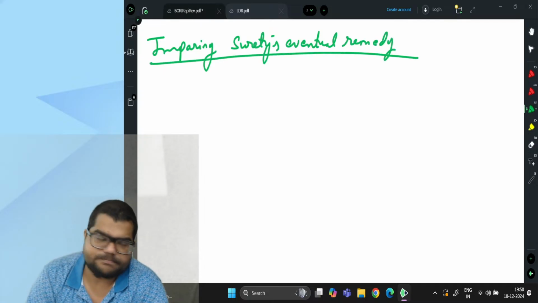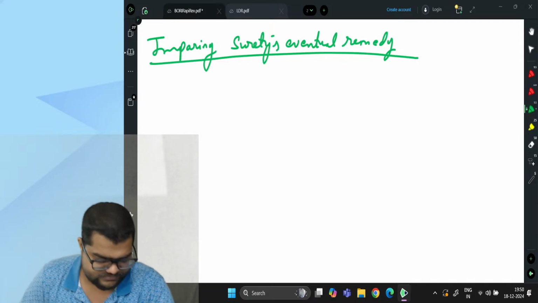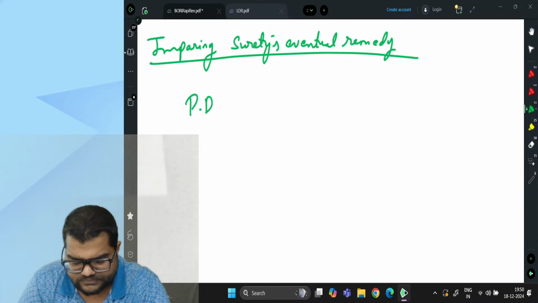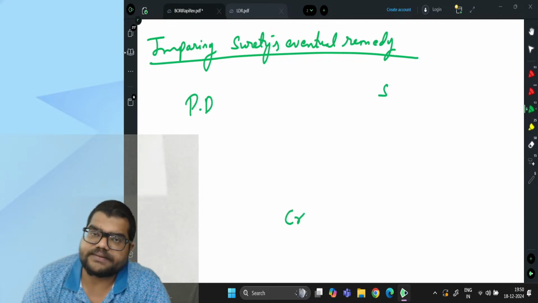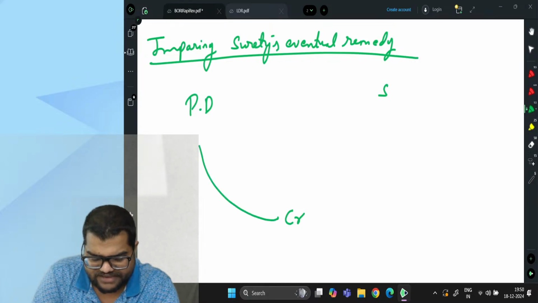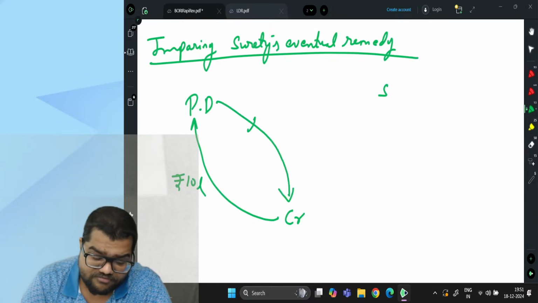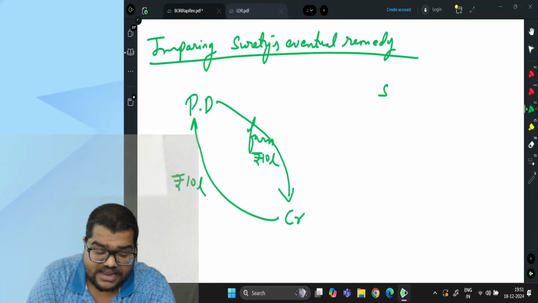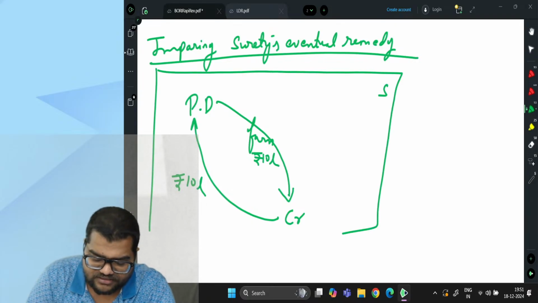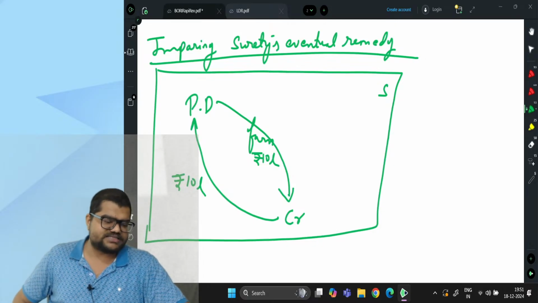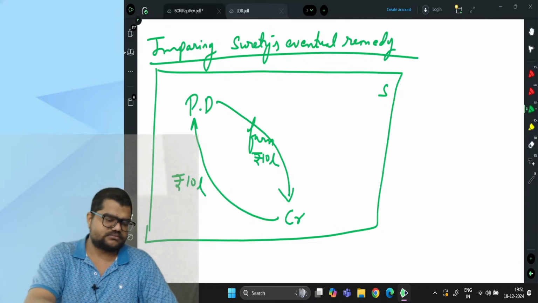This is what we are discussing, okay, with an example, obviously. The example goes like this. So we had principal debtor, creditor, and surety. The creditor basically gave a loan of rupees 10 lakhs. The principal debtor gave furniture valuing rupees 10 lakhs. And we also had a surety basically for this transaction.